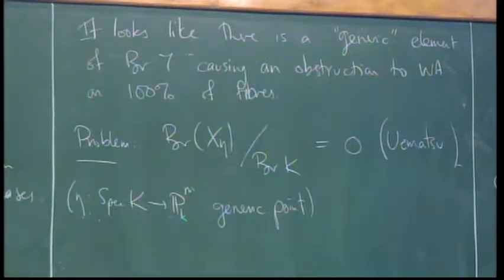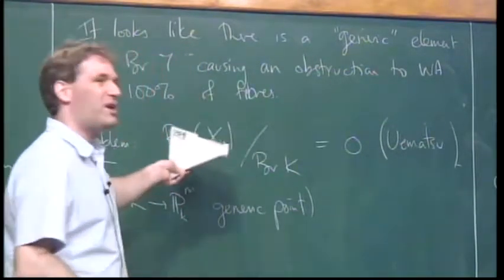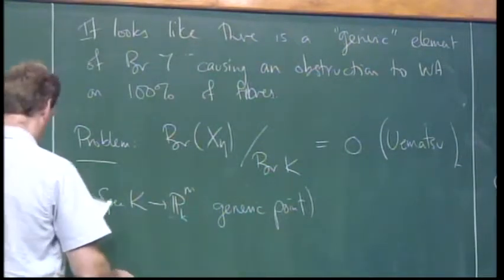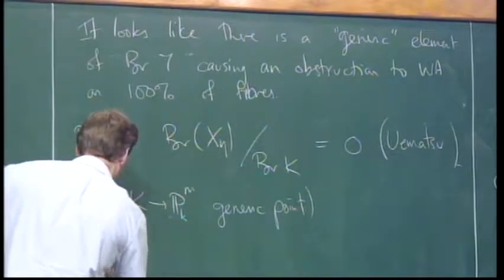So it would be really nice if there was some generic Brauer element on this family causing these obstructions. But actually, this is not true. And let's understand exactly what's going on.